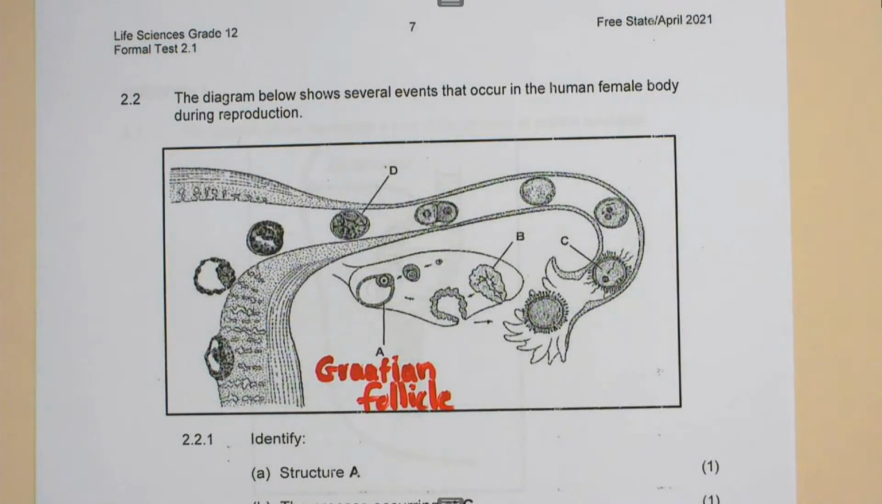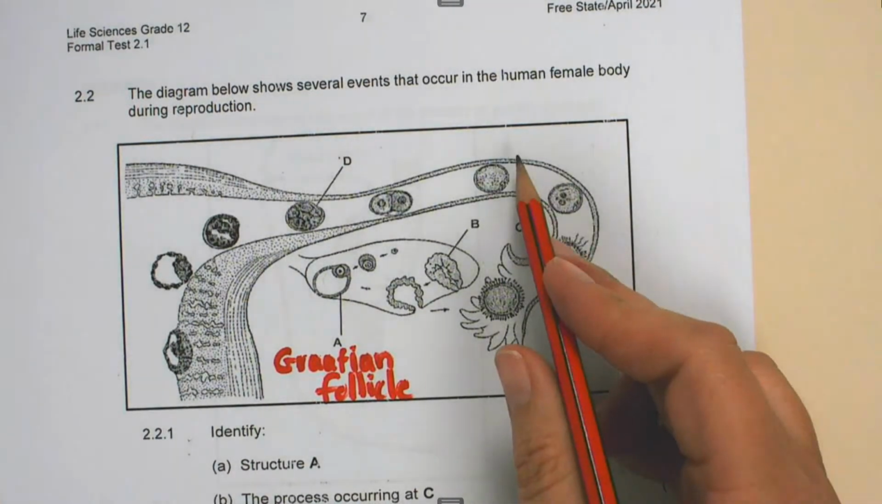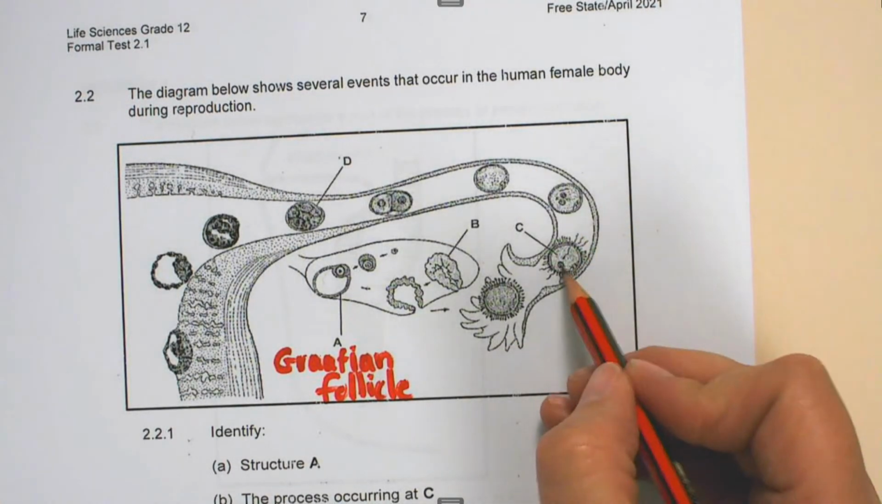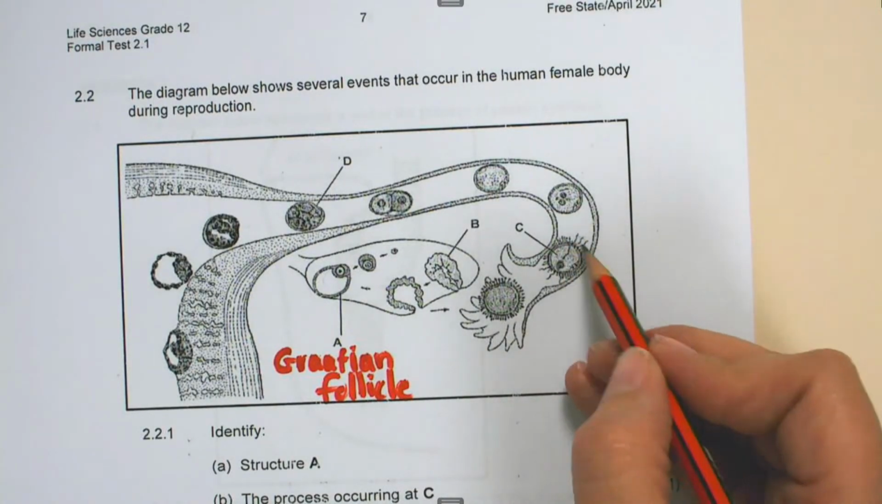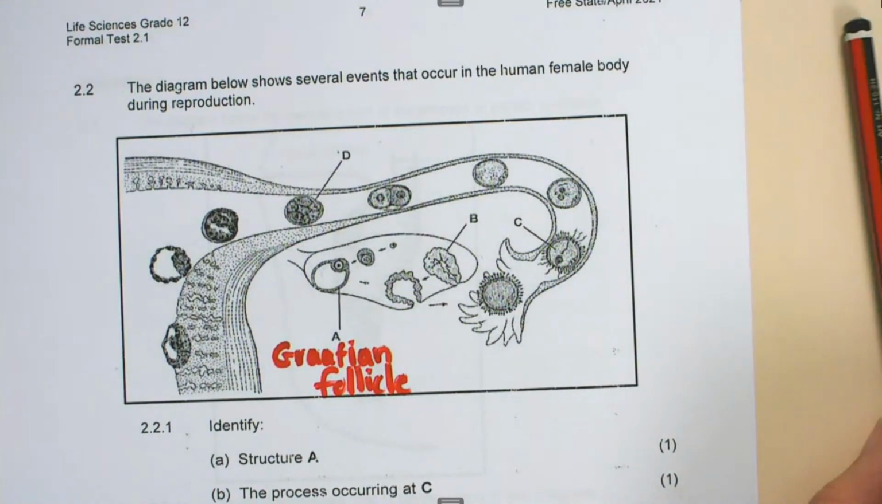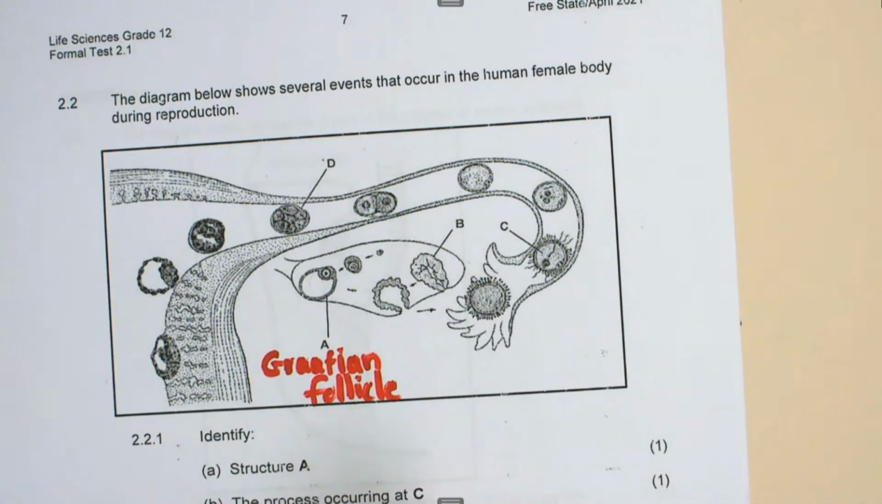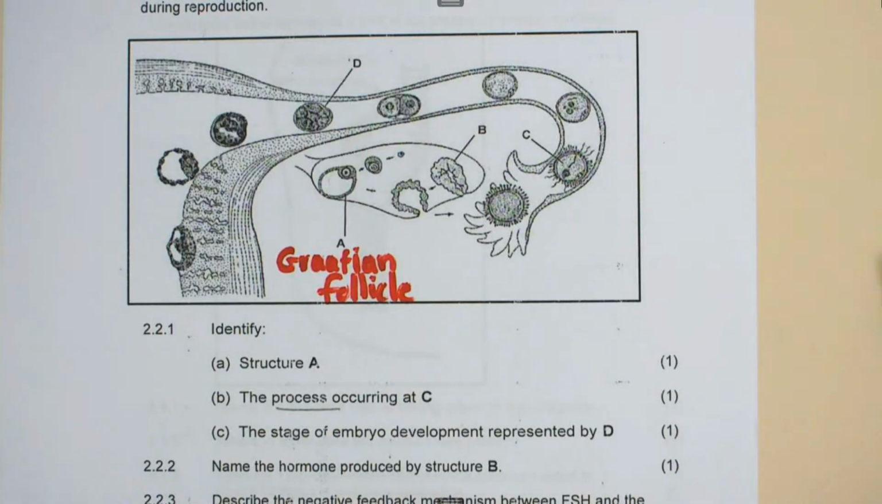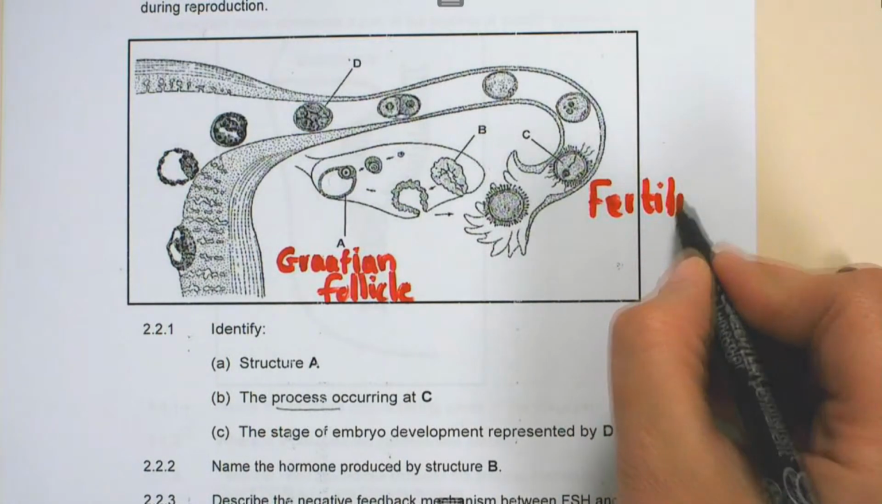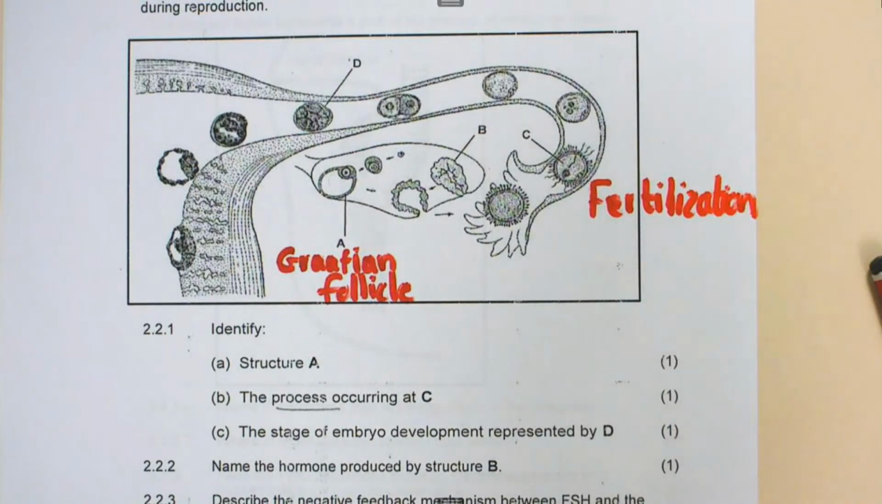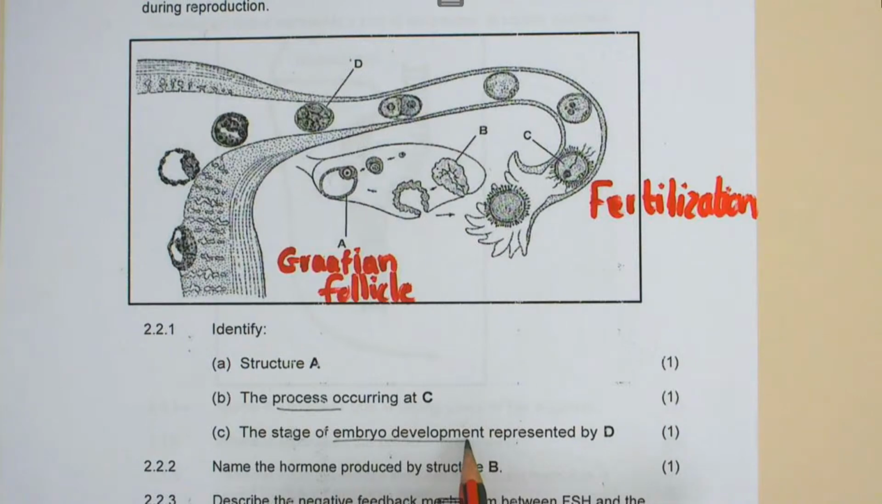If we look carefully at number C, we are used to what is happening here, but let's look carefully. There's the nucleus of the ovum, and there's the sperm, and there's a lot of sperm out there. So the process that is occurring there will be fertilization. Fertilization. Number C.